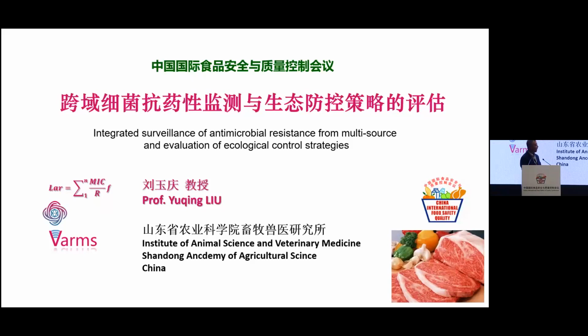You see, we have some outbreaks here in Beijing, and it's really a great opportunity to be here despite the outbreak of several cases. Let me talk about integrated surveillance of antimicrobial resistance from multi-source and evaluation of ecological control strategies. So this integrated is about health for animals, for humans, CDC, etc. I'm from Institute of Animal Science and Veterinary Medicine, Shandong Academy of Agricultural Science of China. We're specialized in animals.